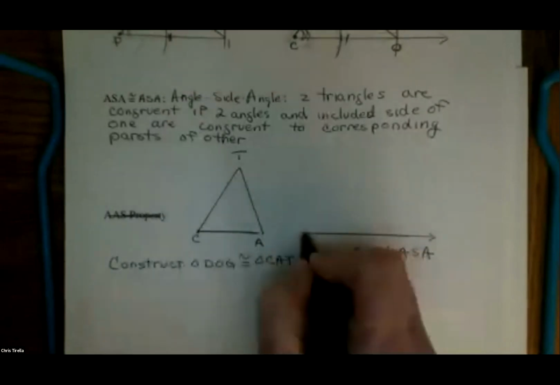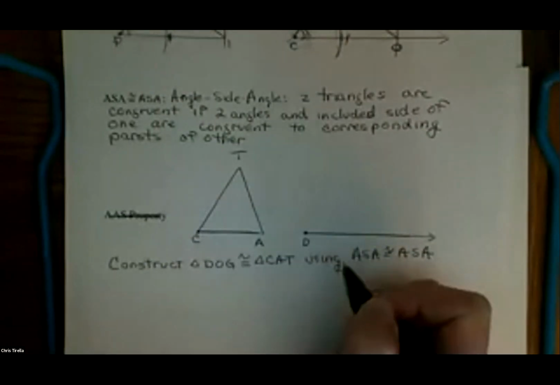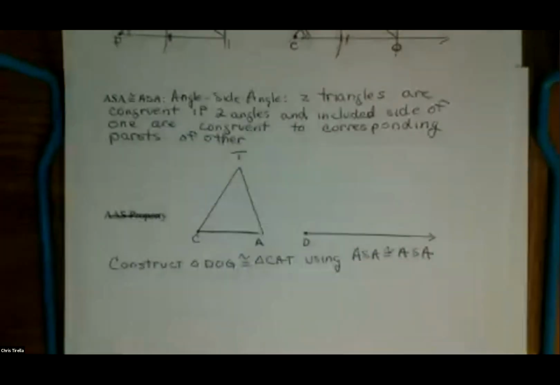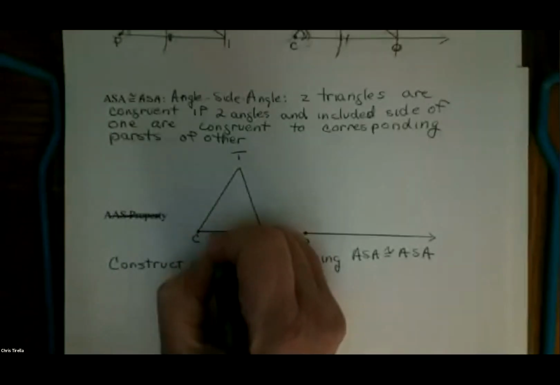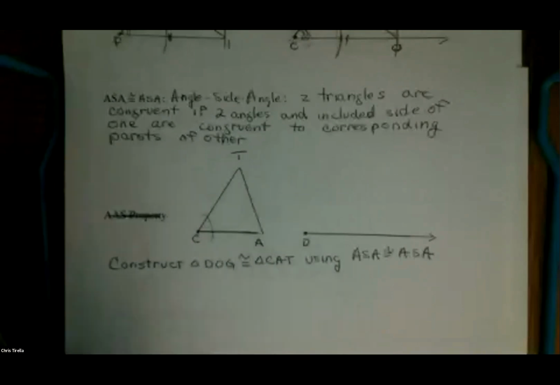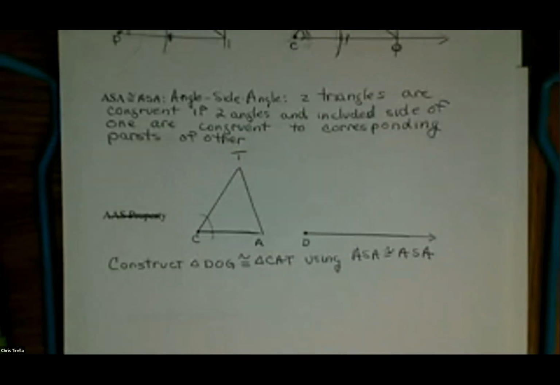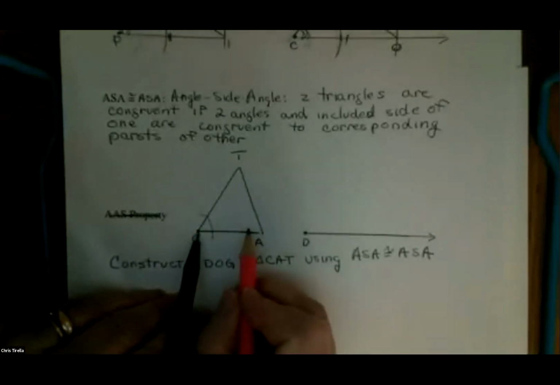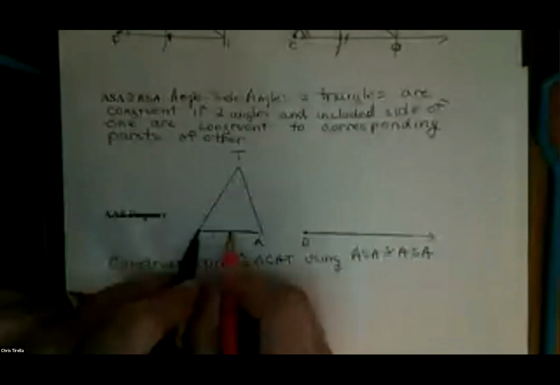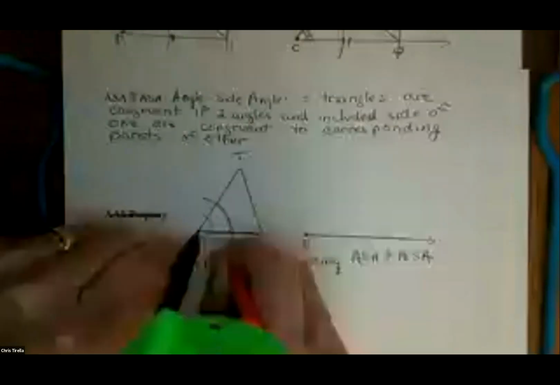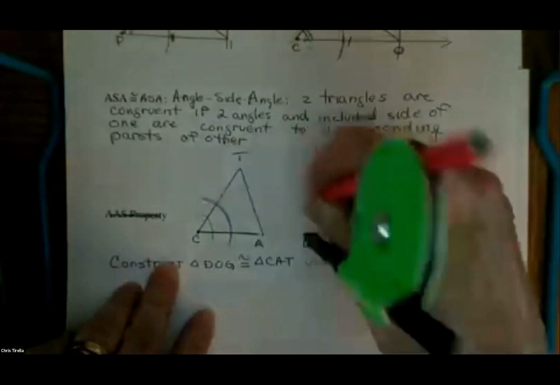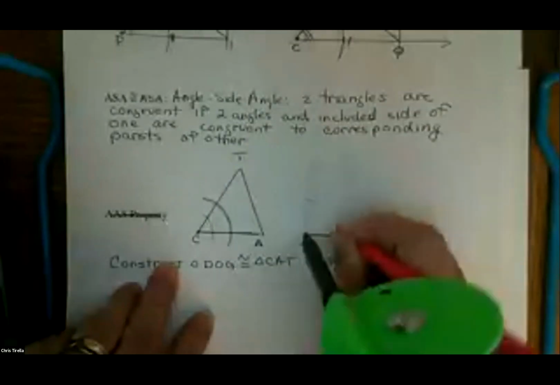And C corresponds with D, so I'm going to put D here. Now, because we're using angle, side, angle, the first thing I'm going to do is copy angle C. To construct an angle congruent to C, this is that last construction we did. I'm going to put the point of my compass on C and swing an arc that crosses both sides of that angle, and swing that same arc around D.